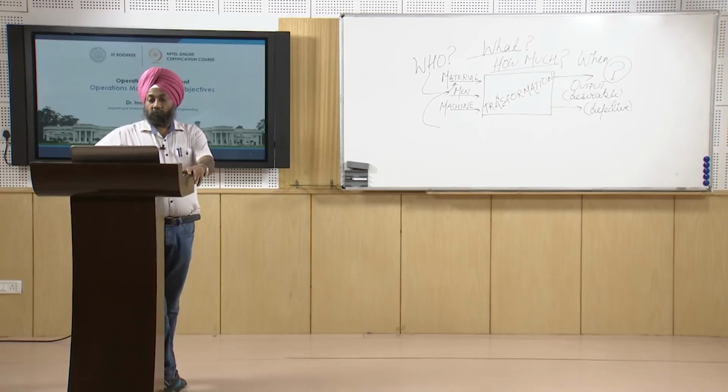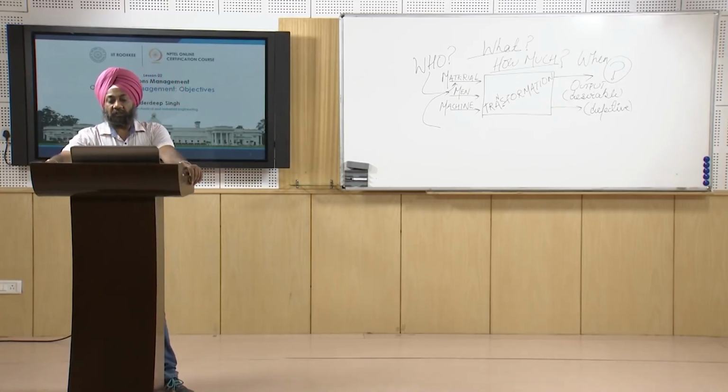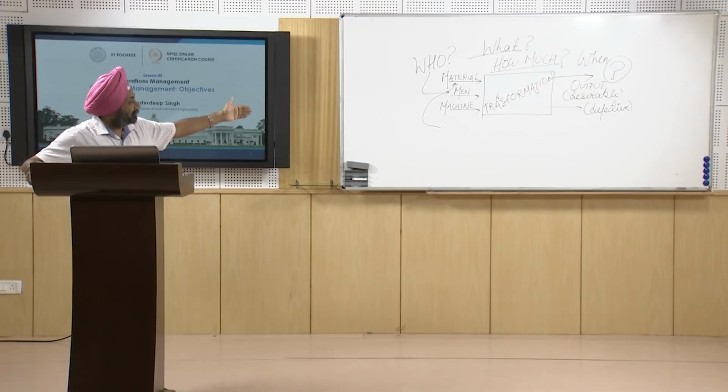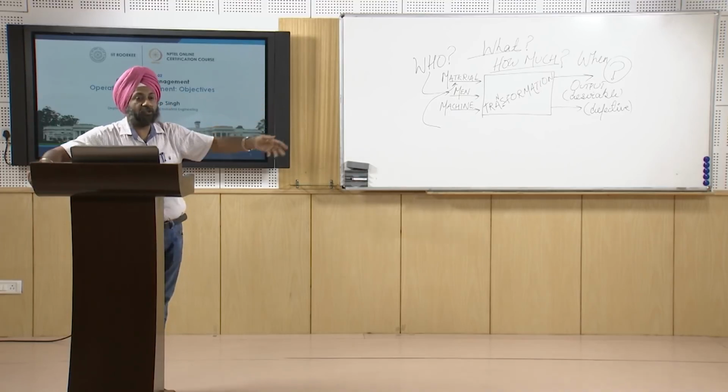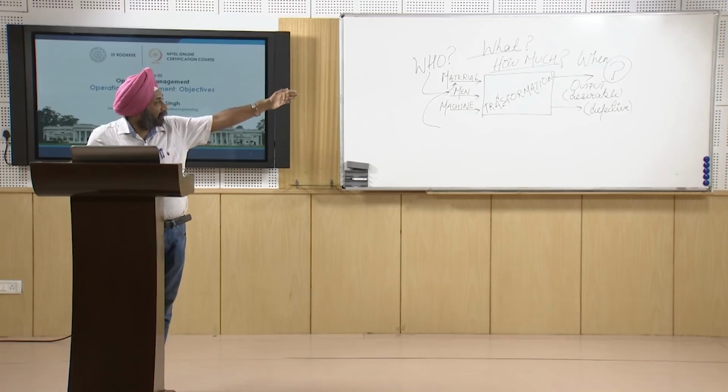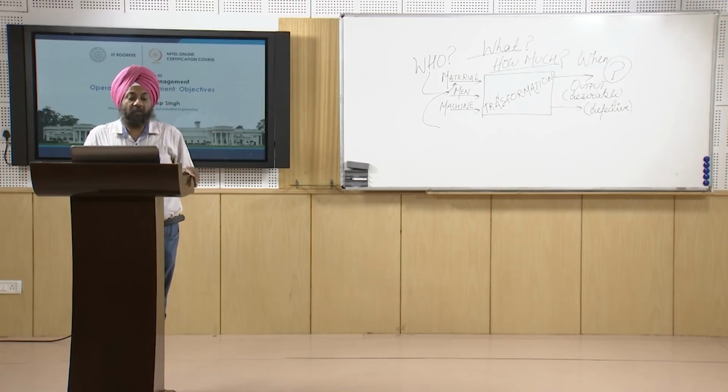So you can see this is the basic definition of operations management: the business function responsible for planning, coordinating and controlling the resources. Now what are the resources? On your whiteboard you can see that the resources can be men, material, machines or other infrastructural resources needed to produce products and services for a company. So what is the output? The output is the products that we are producing.